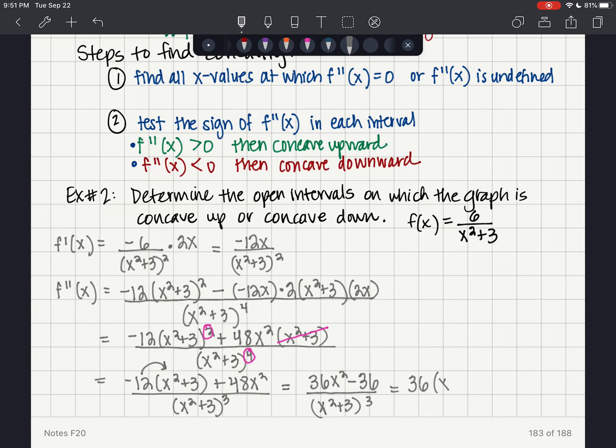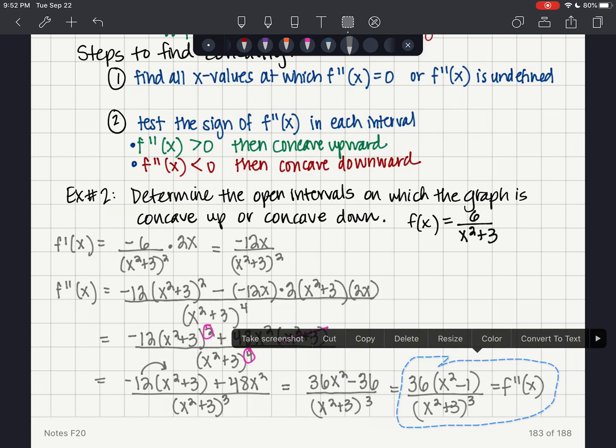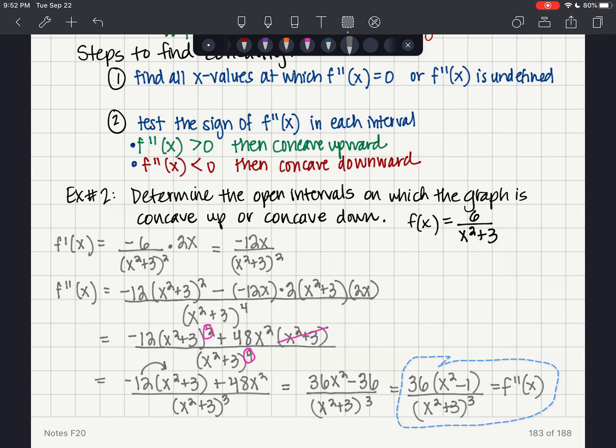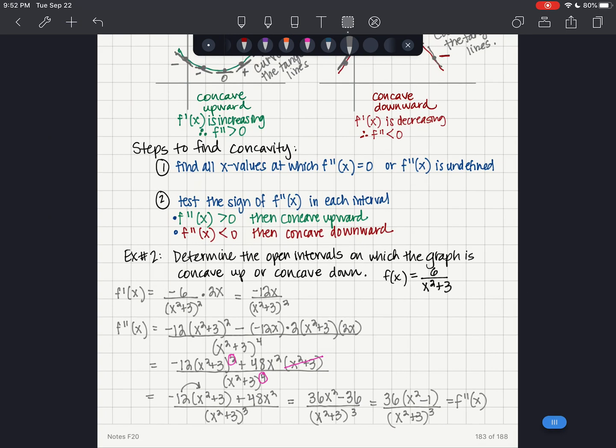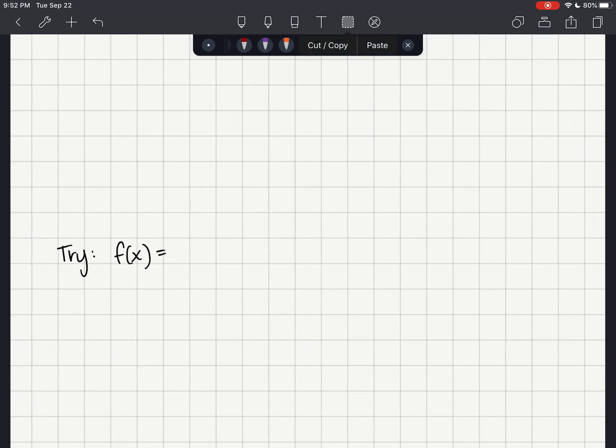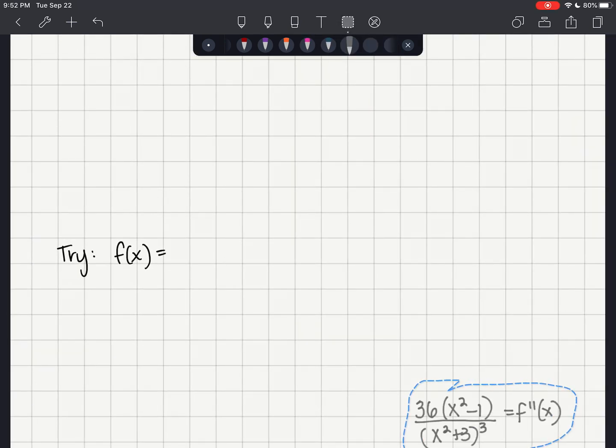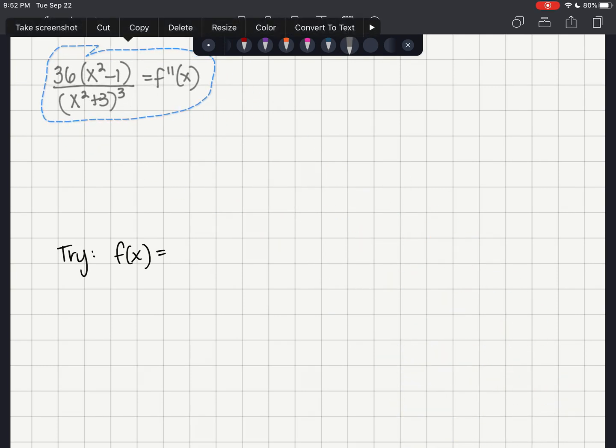Factor out the 36. And finally, we get our second derivative. Okay, take that in for just a moment. And then we're going to move it to the next page. So I'm going to copy and paste. If you need a longer moment, don't hesitate to pause and follow through this algebra. It is correct. I did not make a mistake. I have the same answer on my paper.